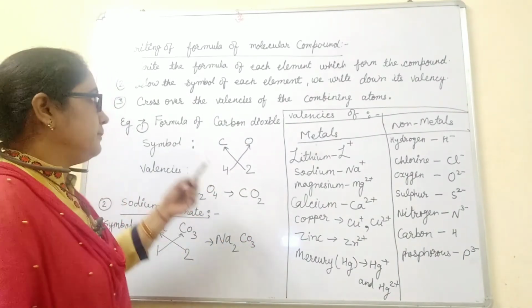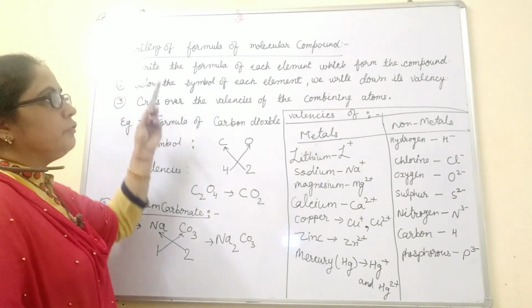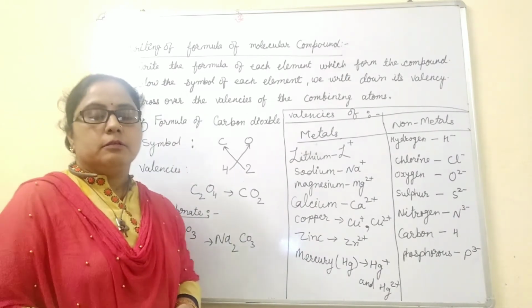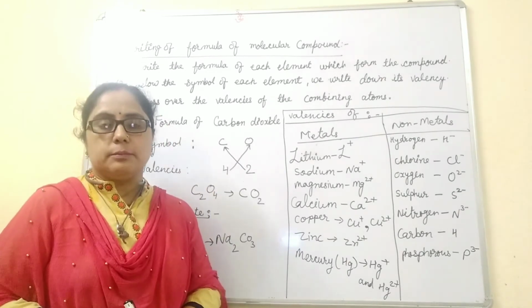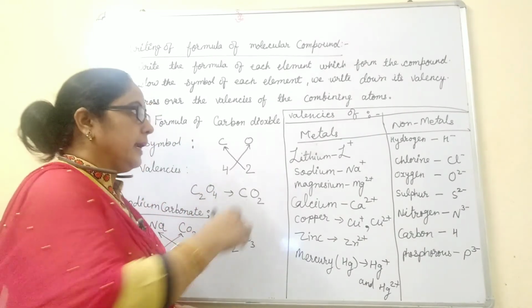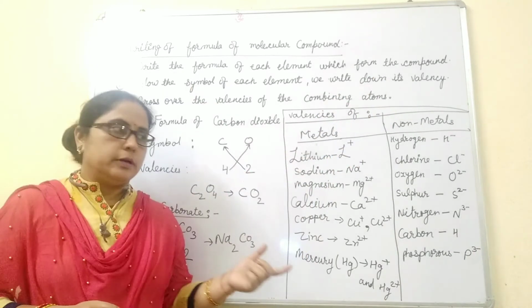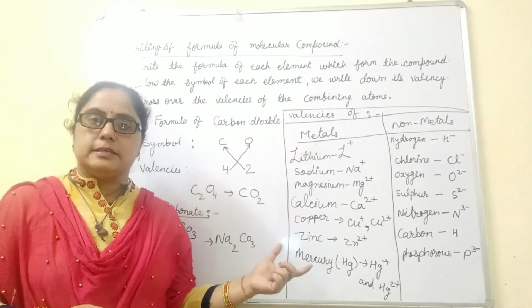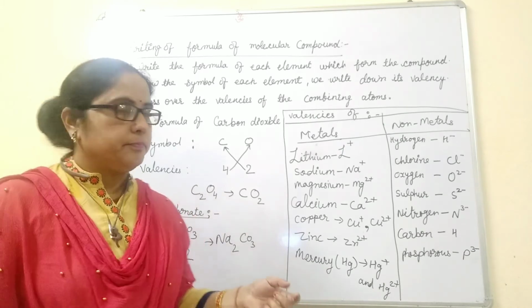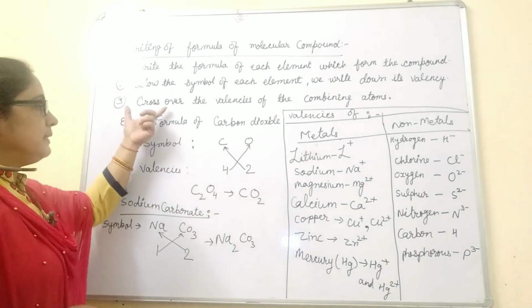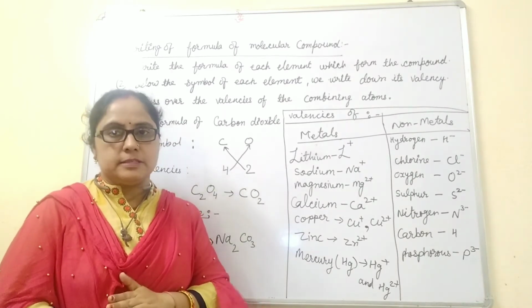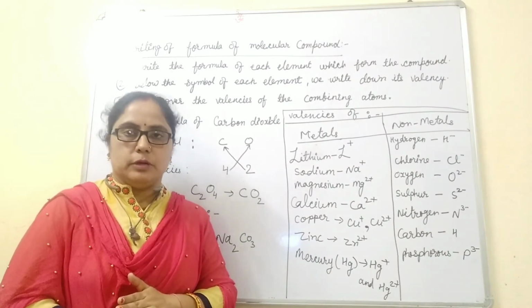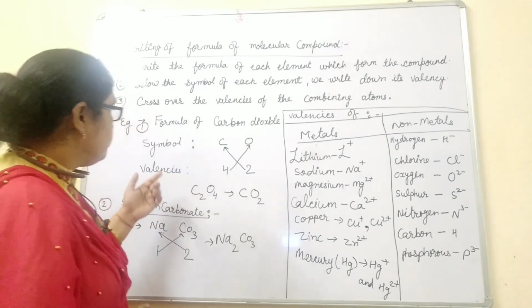Follow these 3 steps. At first, we will write the symbol of each element which makes the compound. In the second step, below the symbol of each element, we will write its valency. Today also I am giving you valencies of some metals and non-metals. At last, in the third step, we will cross over the valencies of the elements and make the chemical formula. With an example, we can clear it.